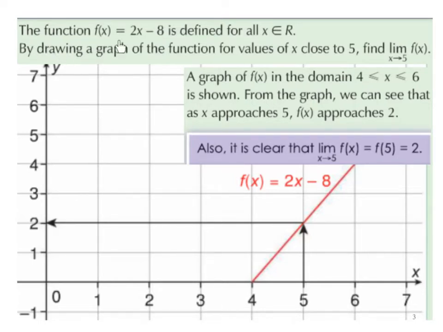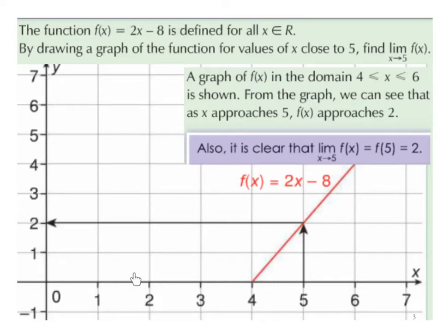By drawing a graph of the function for values of x close to 5, find the limit of f of x as x approaches 5. So as x gets closer and closer to 5. So a graph of f of x in the domain x values greater than or equal to 4 but less than or equal to 6 is shown. So basically x values from 4 to 6.